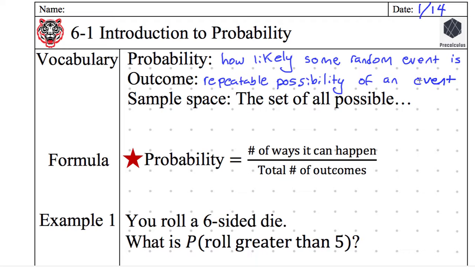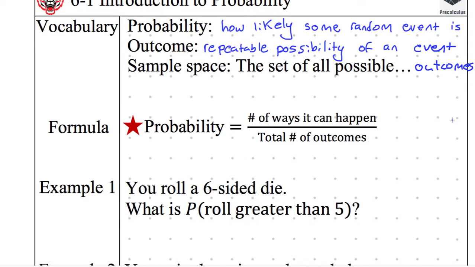All right, and sample space. I'm going to be using the word sample space over and over again. This is the set of all possible outcomes. And we'll be seeing sample space, especially tomorrow, a lot. But we're going to be using sample space a little bit today.